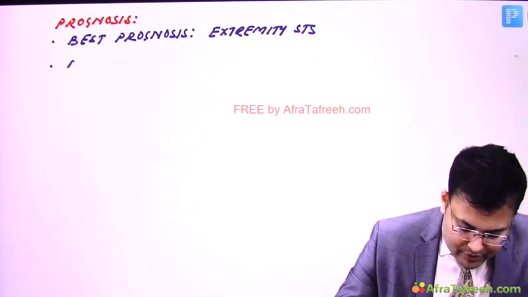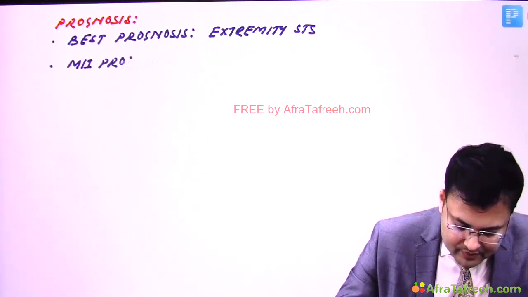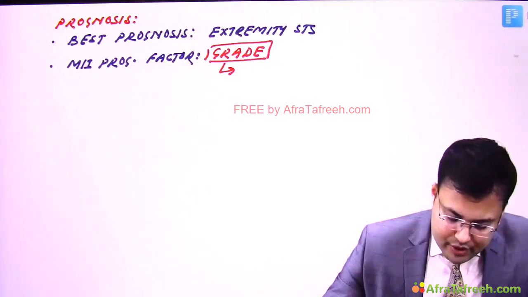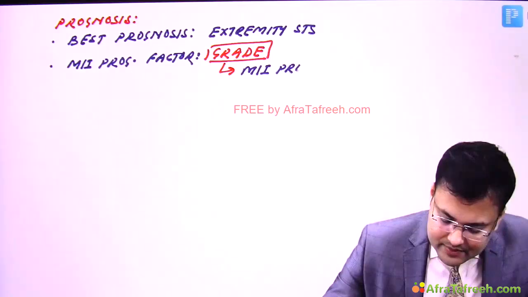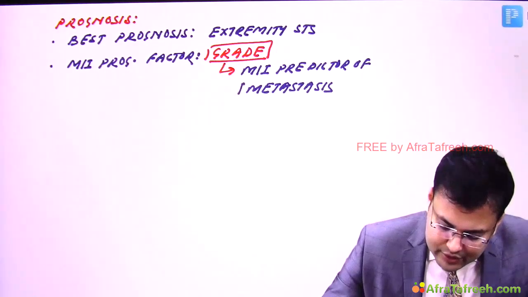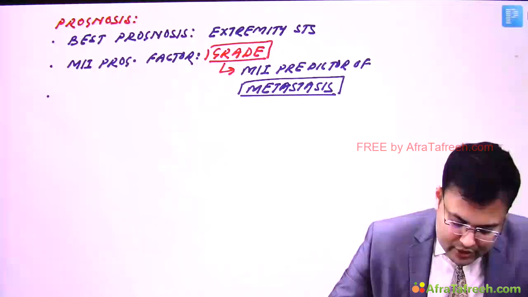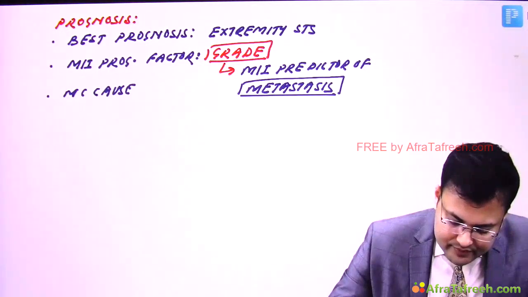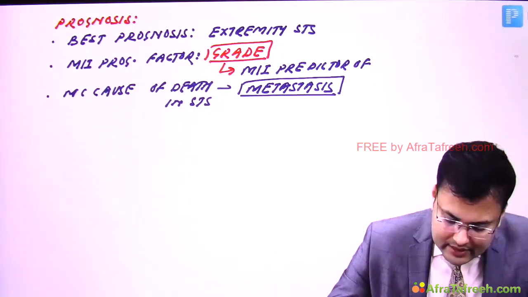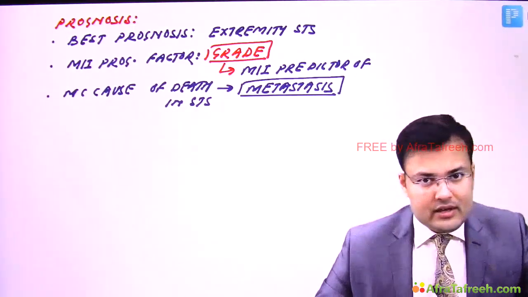So the most important prognostic factor is grade, because grade is the most important predictor of metastasis, right? And you know what is the most common cause of death in soft tissue sarcoma? That's metastasis. Clear? So these are the questions which are related to prognosis.